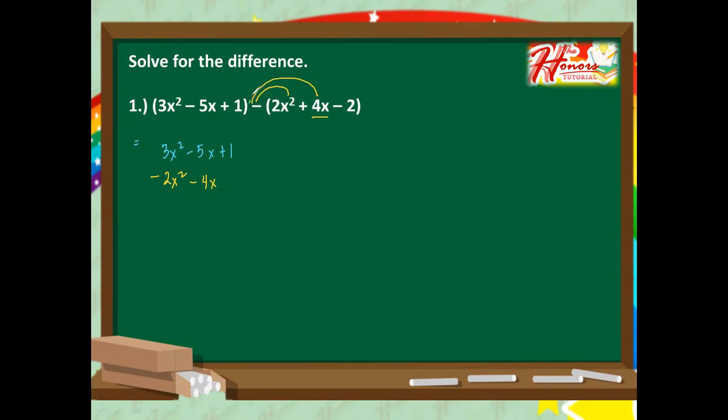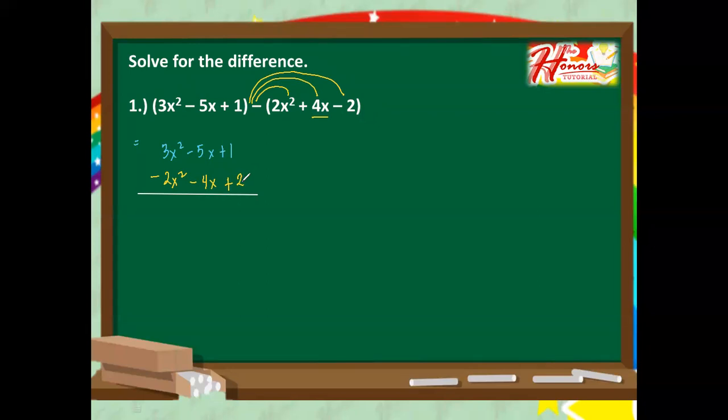Next, let us have negative times negative 2. That is positive 2. Why? Because negative times negative is equal to positive according to the laws of signed numbers for multiplication. So we place 2 below 1 because they are both constants, meaning they don't have any variable beside them. They are only numbers.